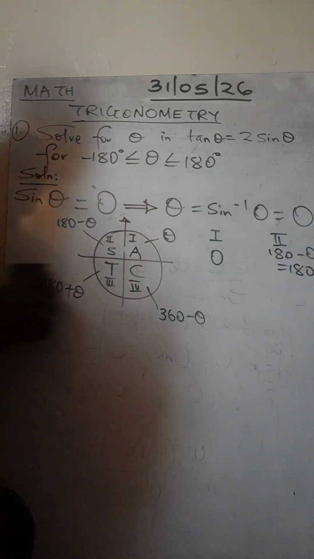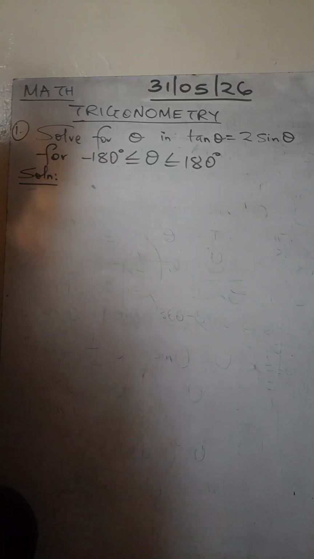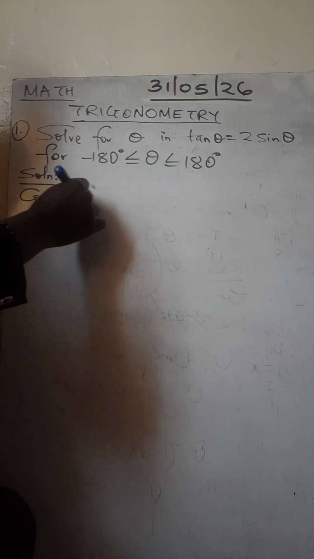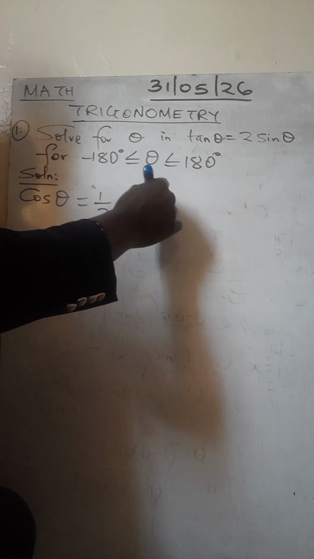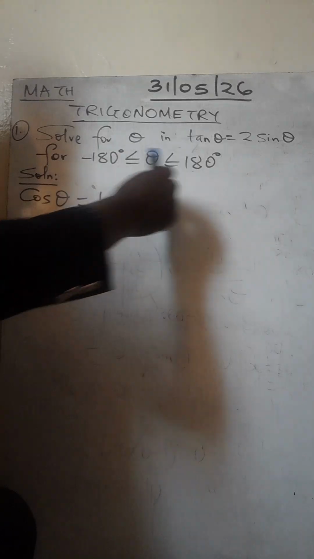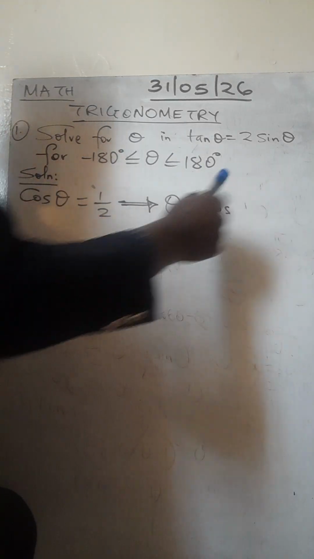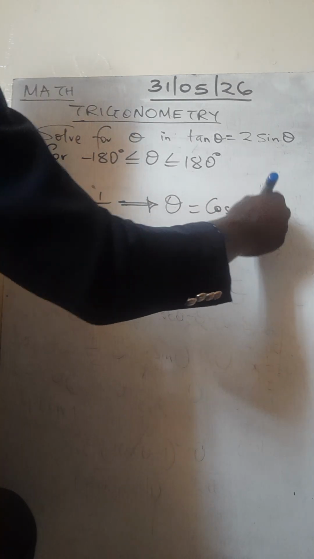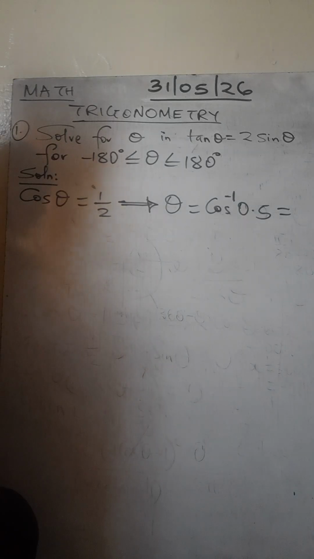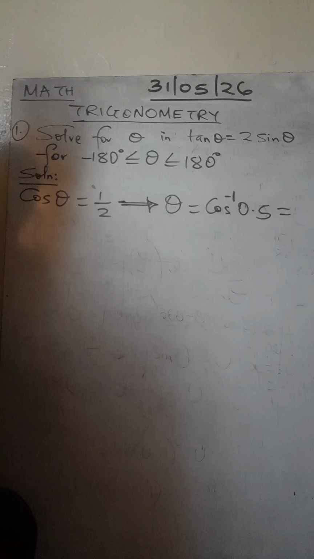Option 2 is when cosine of theta is a half. Hope you remember that. So if this is this, then theta will be the inverse of this. 1 over 2 is the same as 0.5. So inverse of this gives what? Just confirm with the calculator. The inverse of the cosine of 0.5, that is 60 degrees.